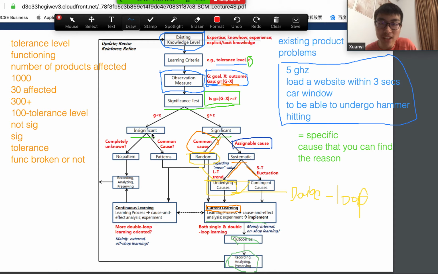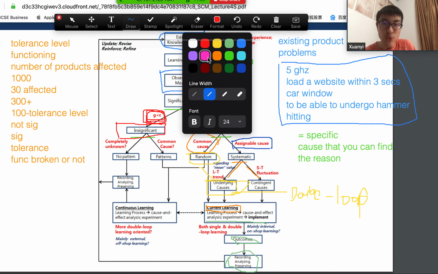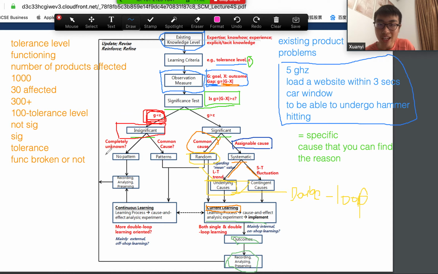Now let's look at the other hand. If our problem is insignificant, which means our tolerance level is more than the significance of the problem, so we're able to tolerate this problem, then we still have to conduct learning, but the way we do it is a bit different. First of all, is it completely unknown, or is there a common cause? So we try to find out whether the problem has a cause or is unknown.